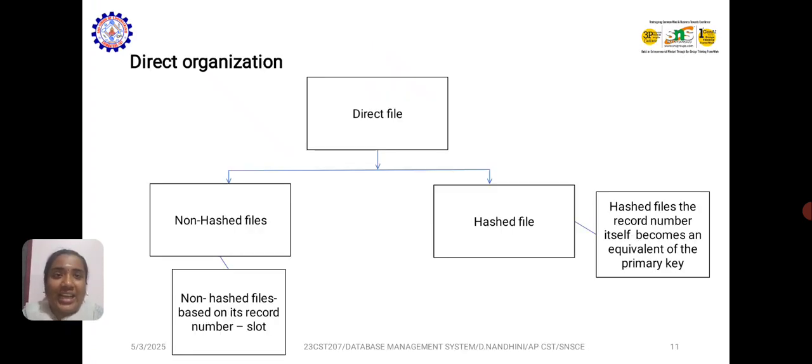Next one is direct organization. Direct file organization is divided into non-hashing files and hashing files. What are non-hashing files? In non-hashing files, records are maintained slot-wise. In hashing files, records are numbered, so it is equivalent to a primary key. Because it will be unique, it is easy for us to handle it.